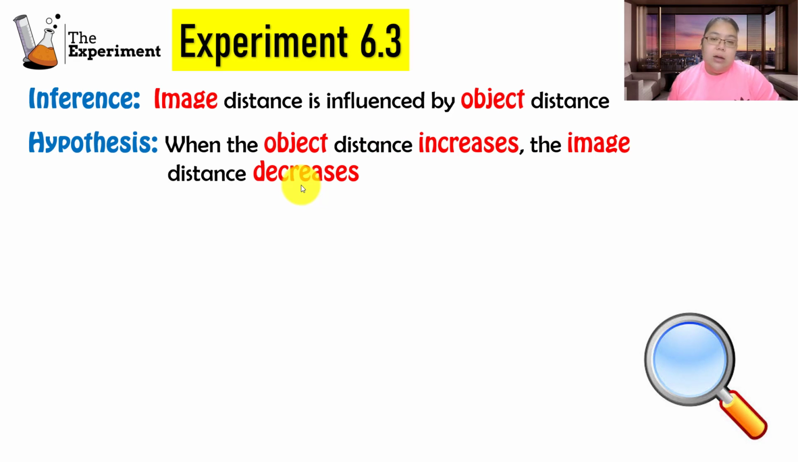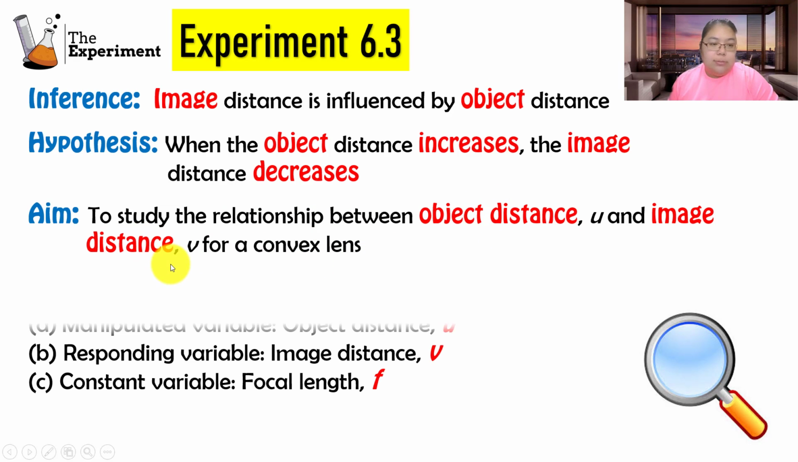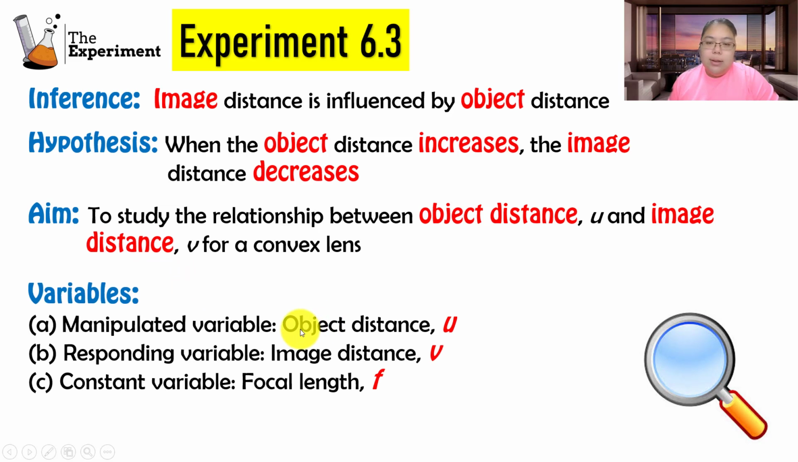So this is an early form of the conclusion we make. When we adjust the object distance, you find the image distance also changes. But when the object distance increases, the image distance decreases. So this should be inversely proportional. Okay, then we see the aim. The aim: you need to mention the relationship between the object distance and the image distance. Variables: object distance should be the MV, RV is the image distance, and the focal length will be the constant variable.